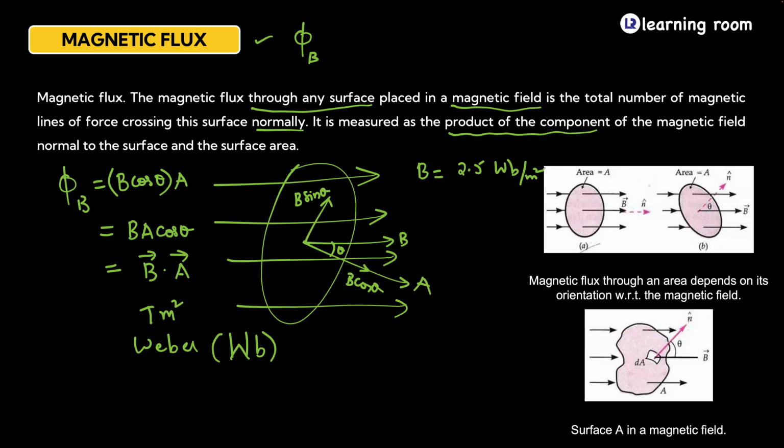They wrote normal to the surface. Normal to the surface means parallel to the area vector. Normal to the surface, parallel to the area vector.